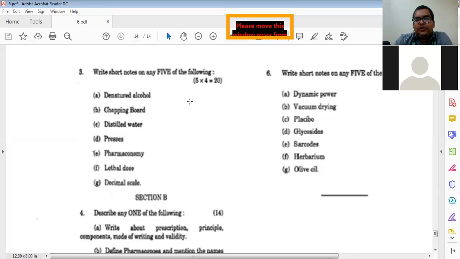Then write short notes on any five: dynamic power, vacuum drying. Do you know what vacuum drying is? Have you come across a desiccator? Vacuum drying is done in a desiccator. Then placebo, then glycerides, then sarcodes, then herbarium, then olive oil. So this much is there, so you can write till here.